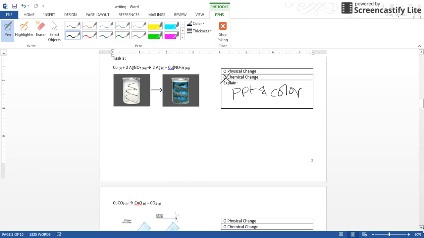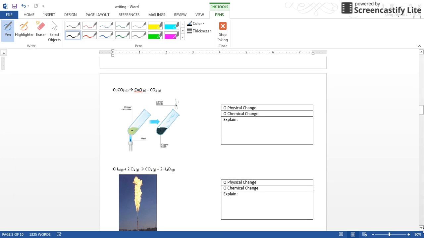If we look at this next one here, we have copper 2 carbonate breaking down, decomposing, we'll talk about that in a minute, into copper 2 oxide and carbon dioxide. So right here we've got this starting solid is green, and now it's black afterwards, and we also have some carbon dioxide given off. That's going to be a chemical change, I should say, because of the color change, and we've got gas. So color and gas are two indicators we can use.